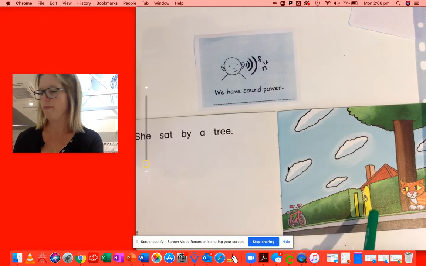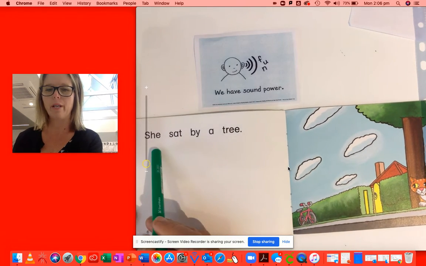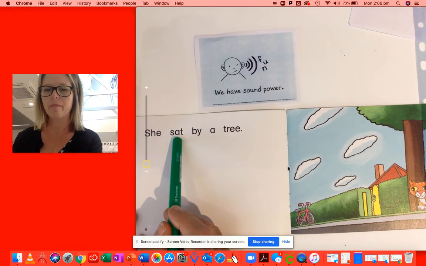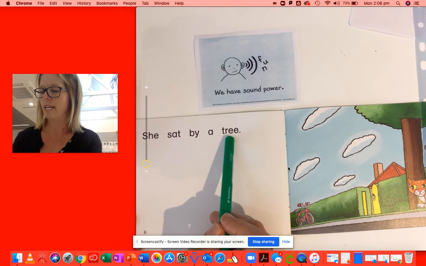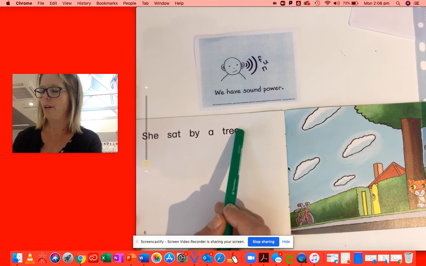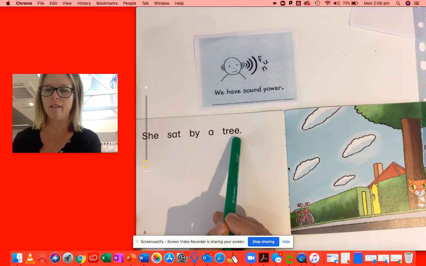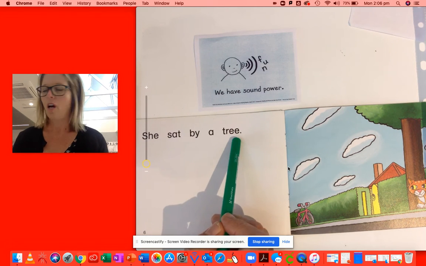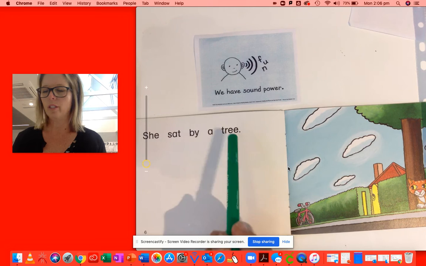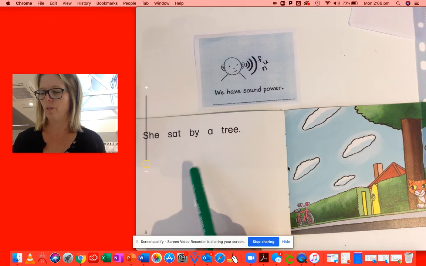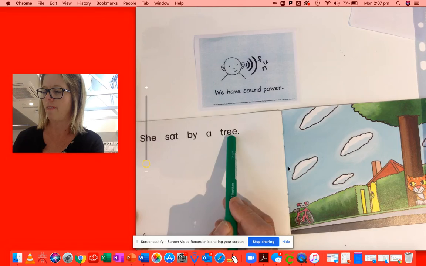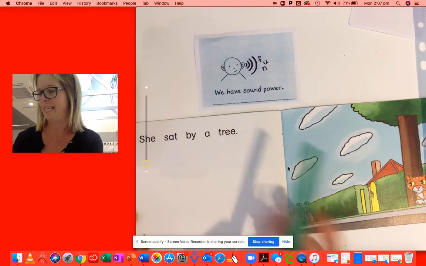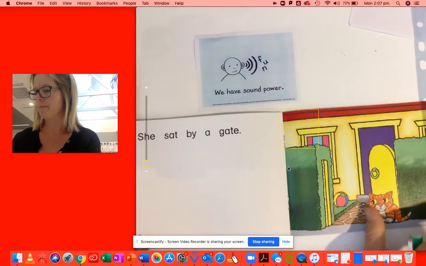Again, we'll look at the picture first, then we will read. She sat by a, well, I know that there's a digraph there again, so I would say to the child, oh, there's a digraph there. Why don't you go to your digraph chart and have a look? And they hopefully will go, oh, yes, that's the E digraph, and go E, tree.